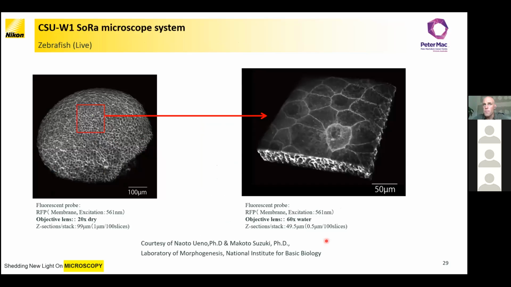Zebrafish are very commonly imaged both at CAM and elsewhere on the SoRa system. And in the next couple of slides, I've got 2 slides or so that show a kind of sequential characterization of zebrafish using the system. So they start off, I'm going to say, rather routine. I don't mean to be flippant, but this is a 20 times dry objective of a zebrafish. And then we've got a slightly more zoomed in version, so 60 times water version of it. So this is a Z stack, about 50 microns deep, as you can see.